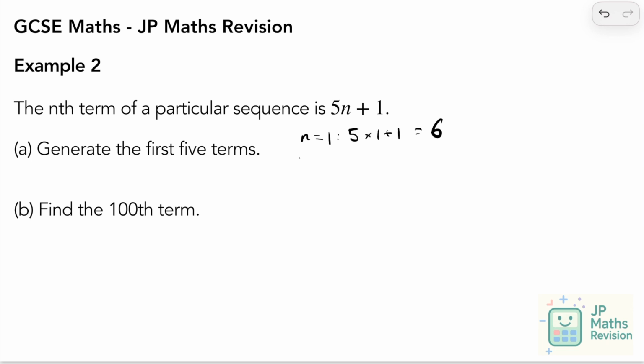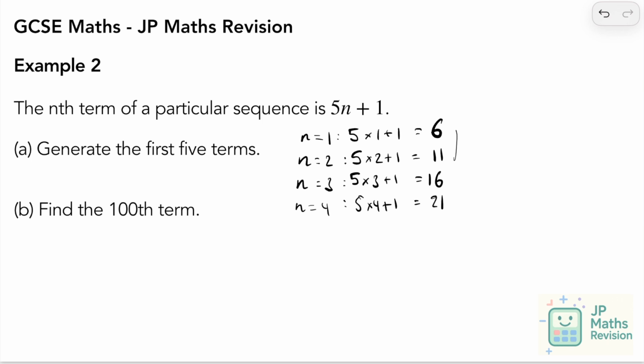The second term is when n is 2. So we're going to replace n with 2, so it's going to be 5 times 2 plus 1. So 5 times 2 is 10, and then plus 1 is 11. The third term, n is 3, so we're going to replace n with 3. So it's going to be 5 times 3 plus 1, which is 16. And then n equals 4, so it's going to be 5 times 4 plus 1. So 5 times 4 is 20, 20 plus 1 is 21.